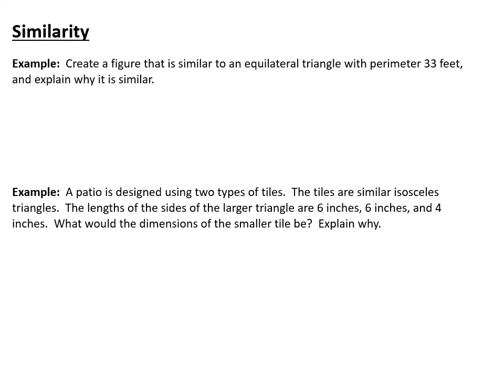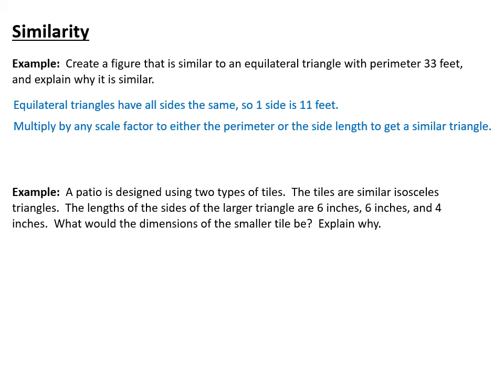Last couple examples. Create a figure that is similar to an equilateral triangle with perimeter 33 feet and explain why it's similar. Well, first off, we're told that it's an equilateral triangle, so all the side lengths are the same. So one side would be 11 feet. Now, to get a figure that's similar, I just need to take each of those sides, 11 feet, and multiply by something. Anything, multiply 11 by something, all the same number.